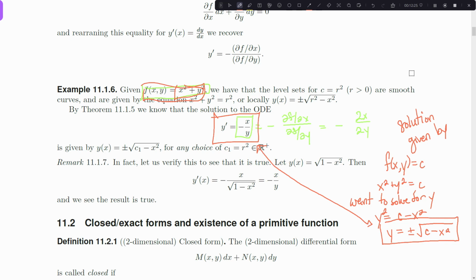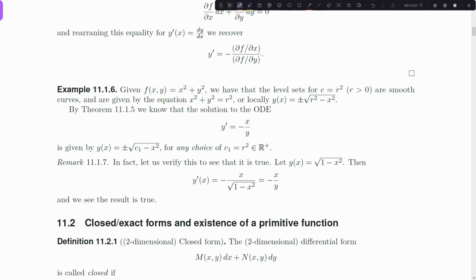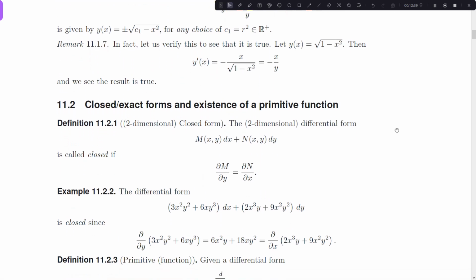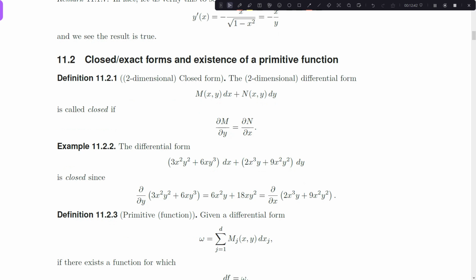Working in reverse is a lot trickier, and we're going to take one in-between step in the next section to then get to section 11.3, which is the really important one for working backwards. But for now, we're going to move on to 11.2, which says closed, exact forms and existence of a primitive function. So closed and exact forms are special cases of total differentials. So these are special cases.